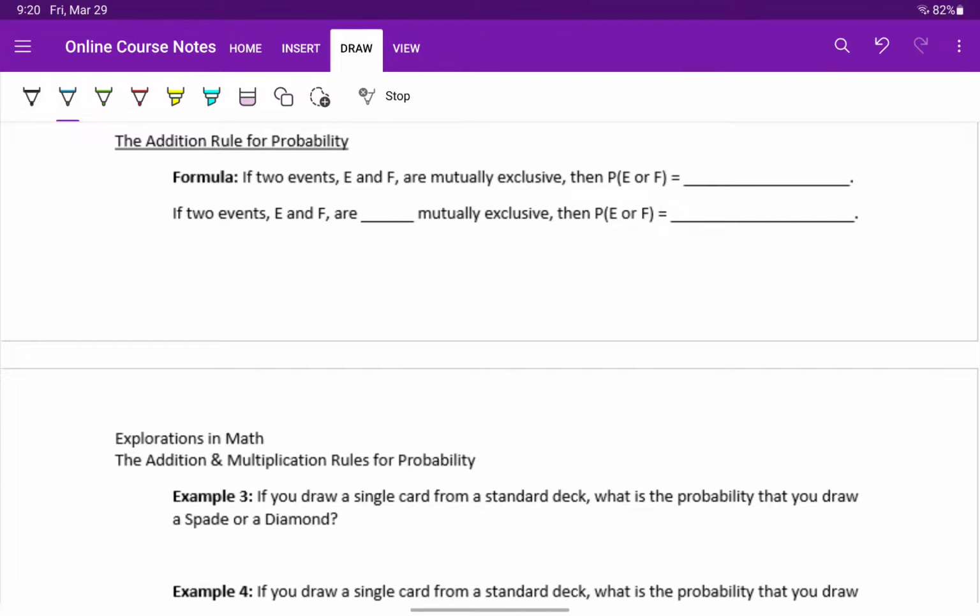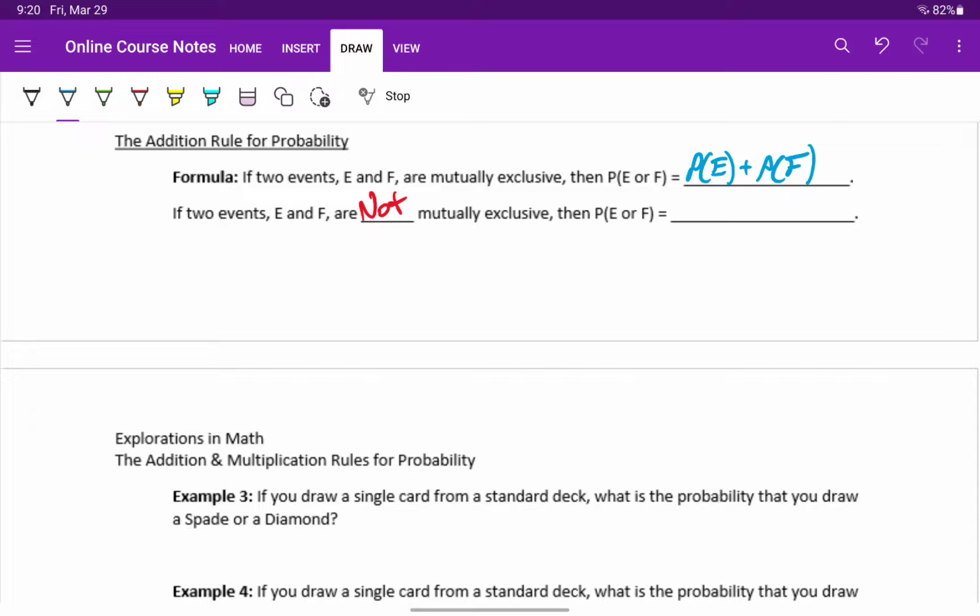The addition rule for probability takes on two slightly different forms depending on whether the two events that we're considering, E and F, are mutually exclusive or not mutually exclusive. If our two events, E and F, are mutually exclusive, then the probability of event E or event F is the probability of event E plus the probability of event F.